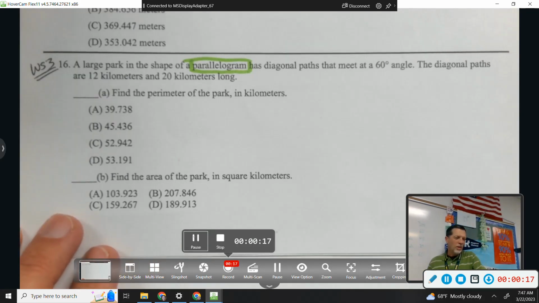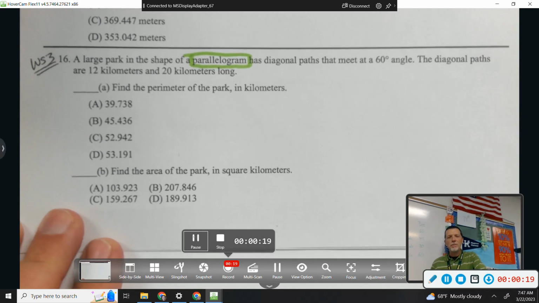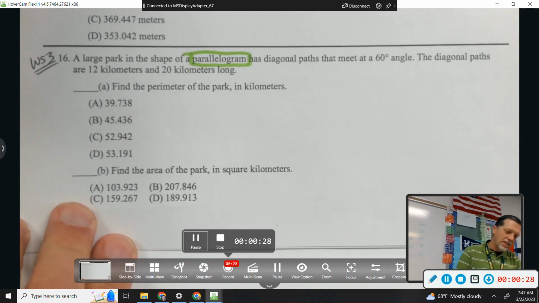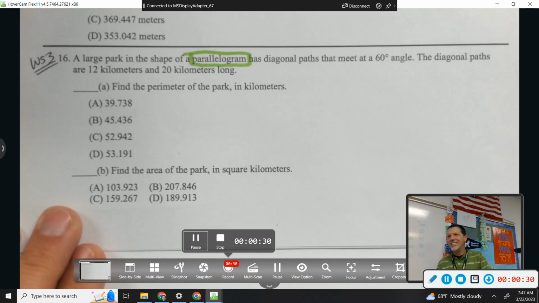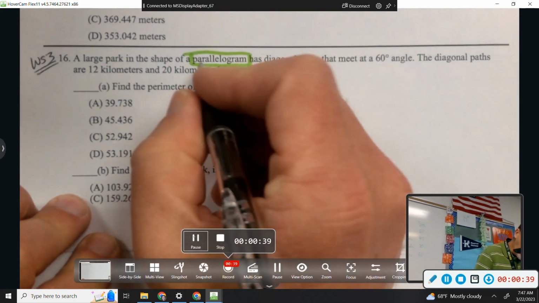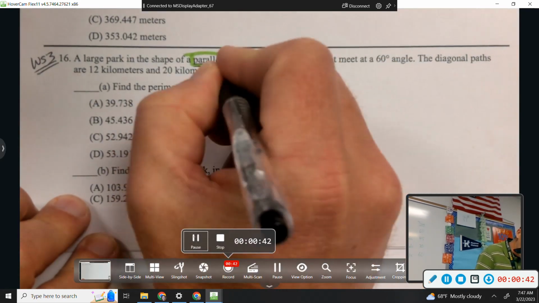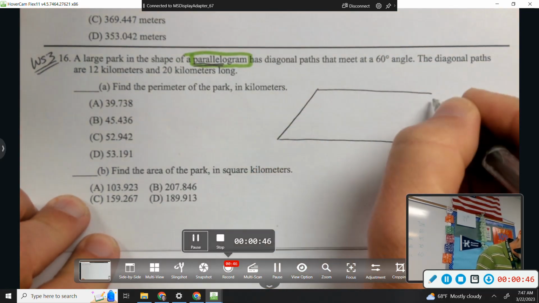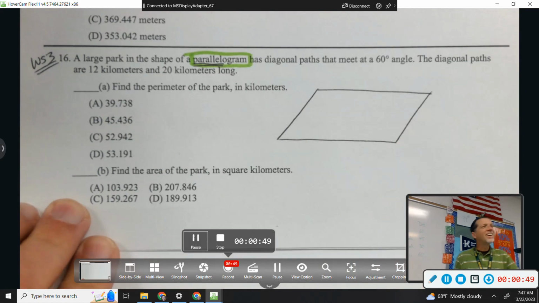Worksheet 3, parallelogram. Again, we just mentioned that it would probably be very wise to know the parallelogram problem for the test on Friday. All right, a large park in the shape of a parallelogram. We remember what a parallelogram looks like, right? No. Really? Okay. Well, let's see. The first however many letters of parallelogram is parallel. Does that look familiar?